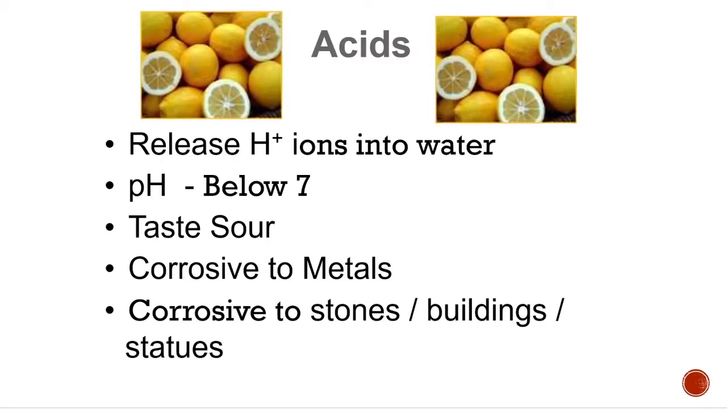An acid, something you may be familiar with is lemons, releases hydrogen ions into water. When it goes into water, an acid releases more hydrogen ions, okay? And so the pH is below 7, and we'll talk more about pH. It tastes sour. It's corrosive to metals and corrosive to stones, buildings, and statues.